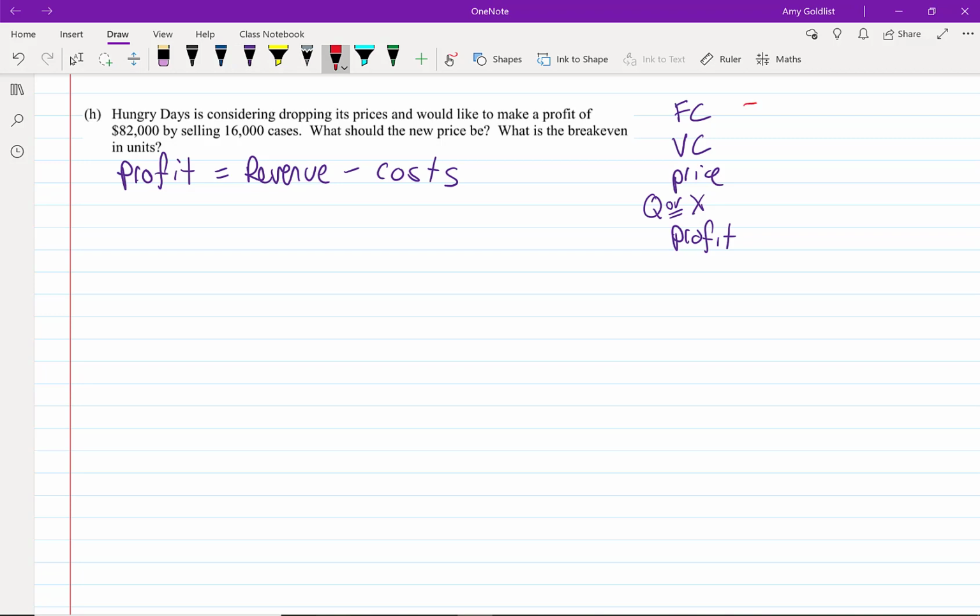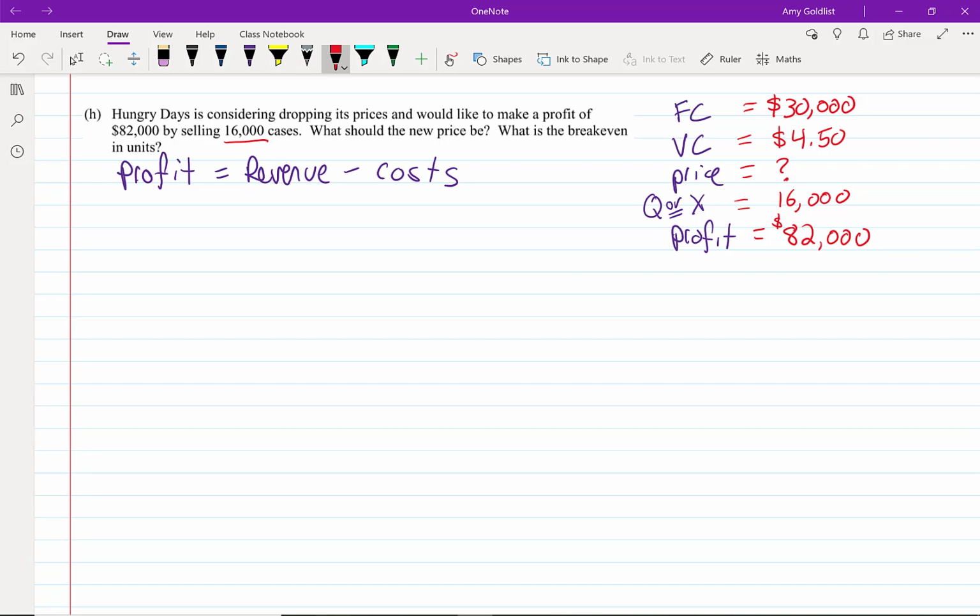Our fixed costs didn't change. Our variable costs, well, those also didn't change. Our price is what we don't know. X, well, we want to sell 16,000 cases. So I'm going to put that in as 16,000. If we sell our full capacity, our profit will be $82,000. Once I have 4 out of these 5 items, I can just solve for the rest using the profit equation.